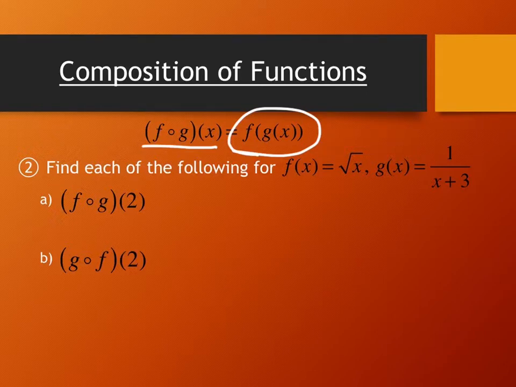I changed the functions. We're going to work with slightly different functions on this one. F of x is the square root of x. G of x is 1 over x plus 3.